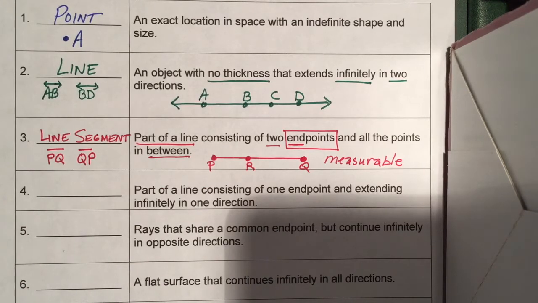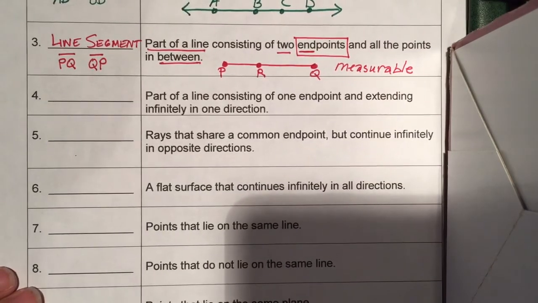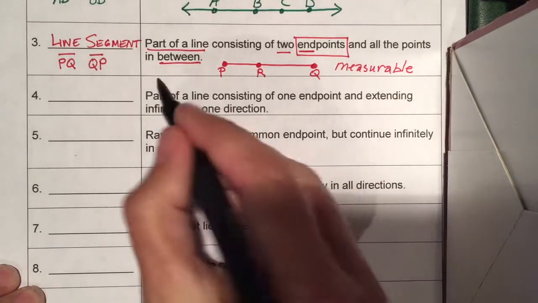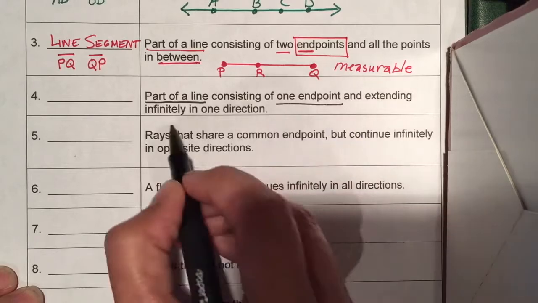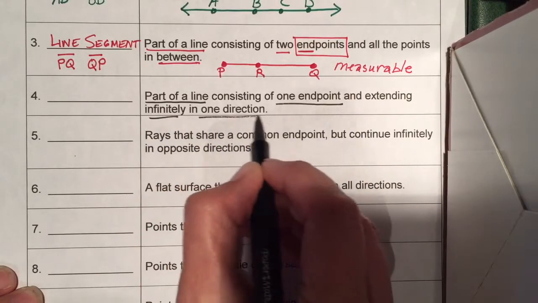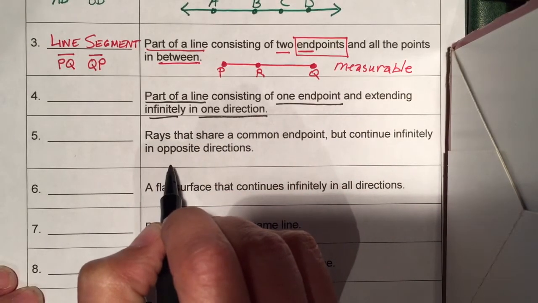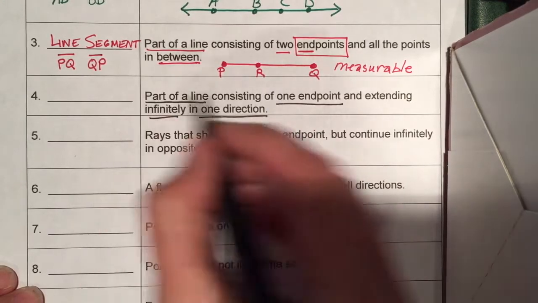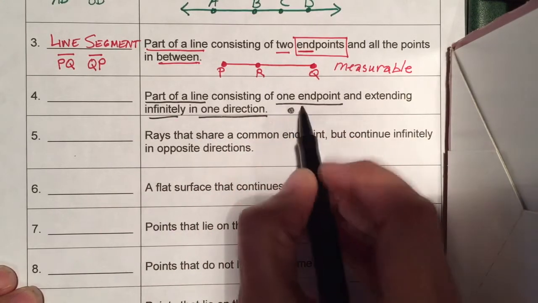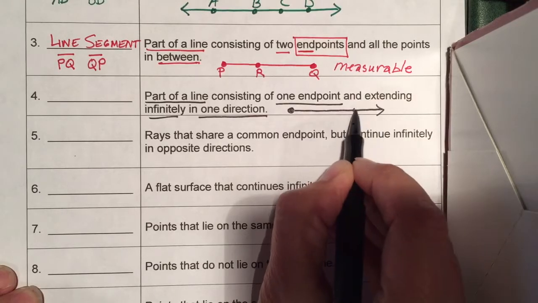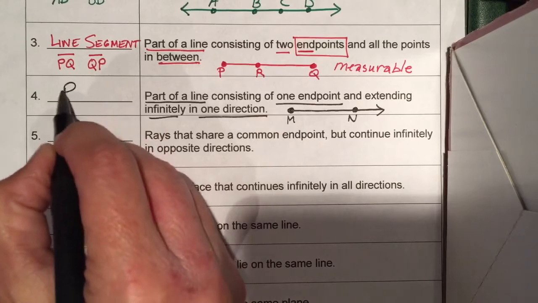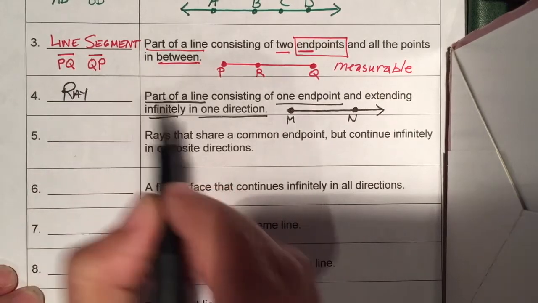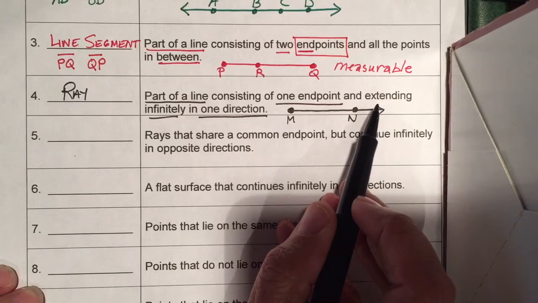All right, for our next example, we have number 4. Part of a line consisting of 1 endpoint. Again, this is part of a line. 1 endpoint and extending infinitely in one direction, just like the band, all the girls' favorite. So when we're describing this, we're talking about a ray. And this is kind of what a ray looks like. This is a ray. A ray basically has 1 endpoint and extends infinitely in another direction.